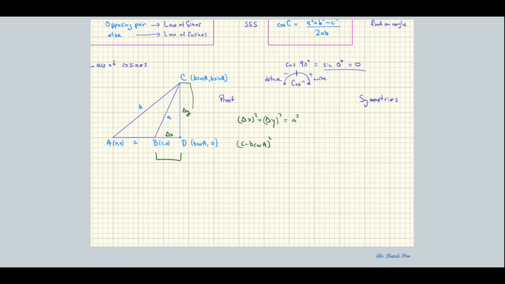Now, what's the difference in the y coordinates here? Here's a y coordinate, there's a y coordinate. What's the difference in y's? Yeah, negative b sine A or b sine A. It doesn't make any difference because I'm going to square it. So it's going to be plus b sine A squared, and that's going to be equal to a squared still.